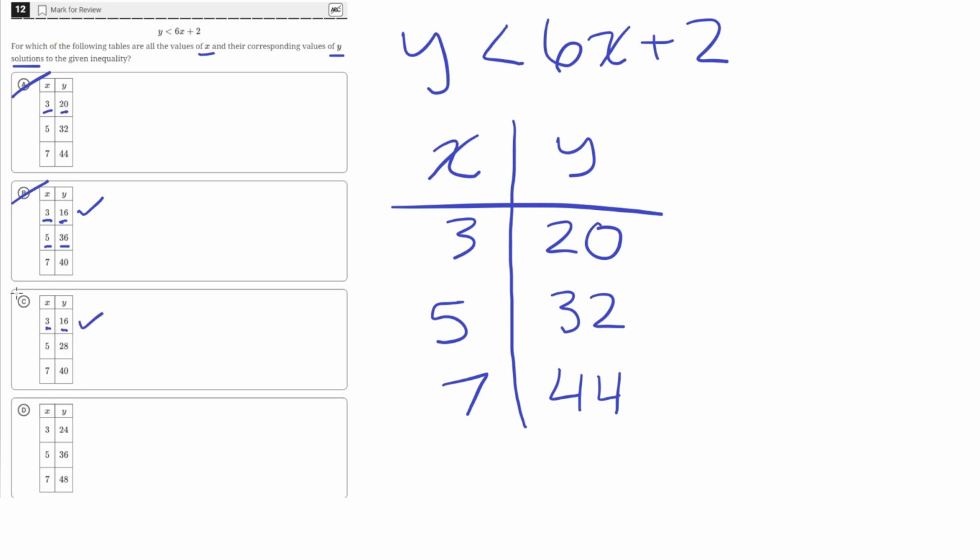Answer choice C says that at an x value of 3, y is 16. That's good because 16 is less than 20. At an x value of 5, y is 28. That's good because 28 is less than 32. And at an x value of 7, y is 40, which is also good because 40 is less than 44. So answer choice C seems to be correct. And then answer choice D, we can instantly see that it's wrong because it's saying that at an x value of 3, y is 24, but 24 is greater than 20, so answer choice D is incorrect. So C is the correct answer.